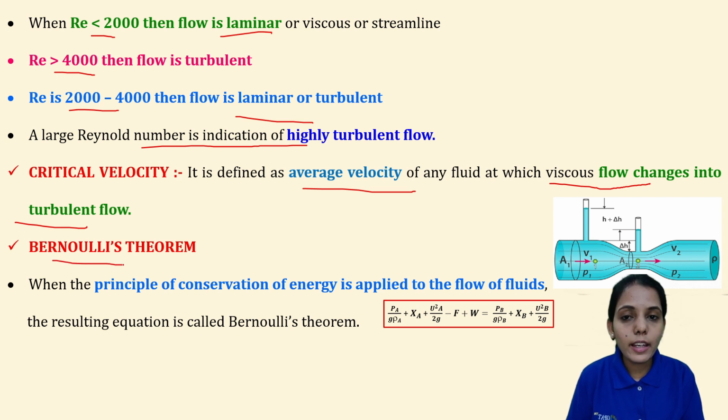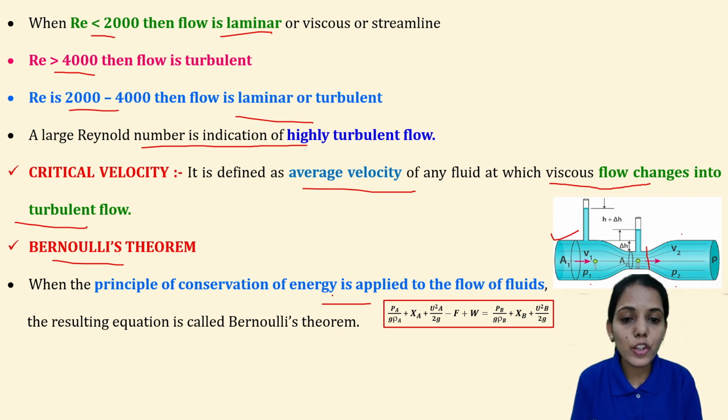Next is Bernoulli's theorem. Here the principle of conservation of energy is applied to the flow of fluid. So this is basically an instrument. Here it is a point, V1, V2 indicate velocity, P1 indicates pressure, and this is height.